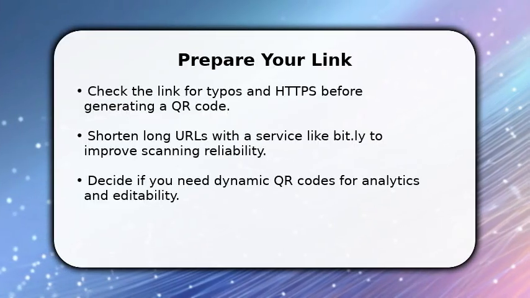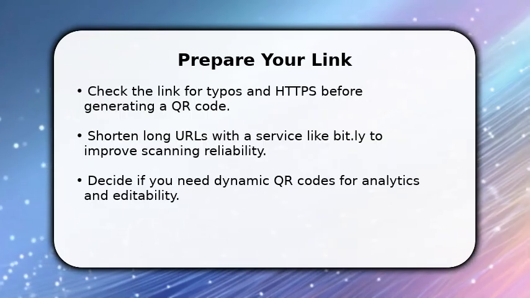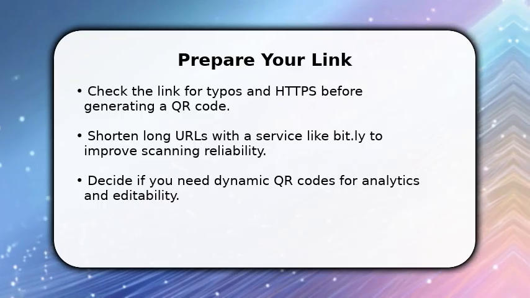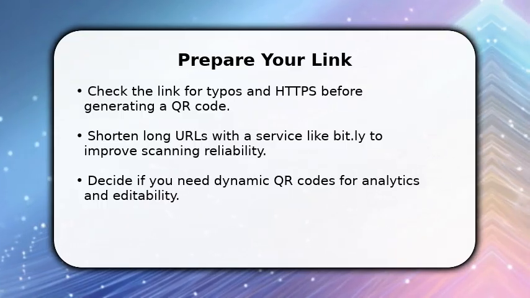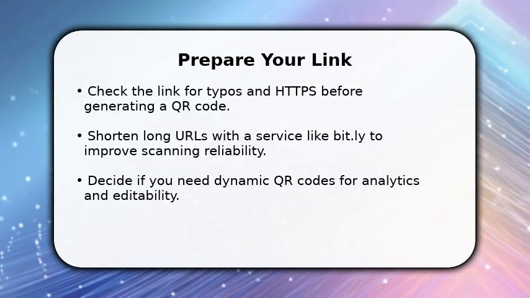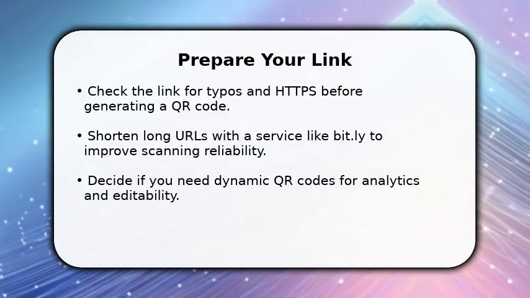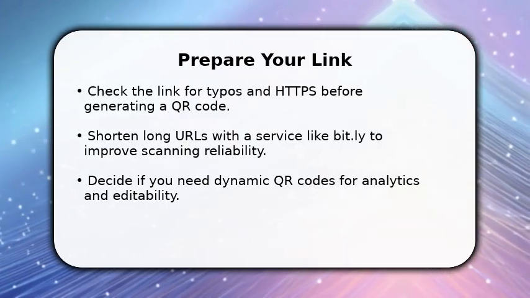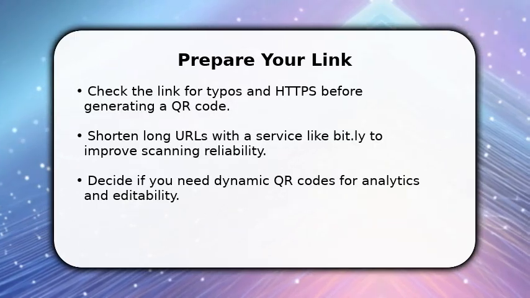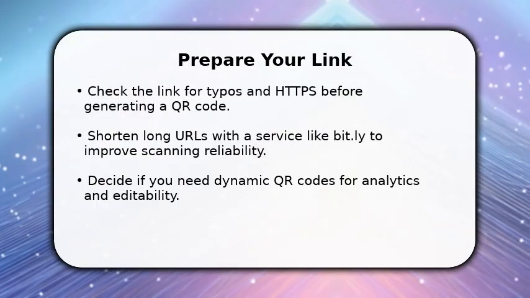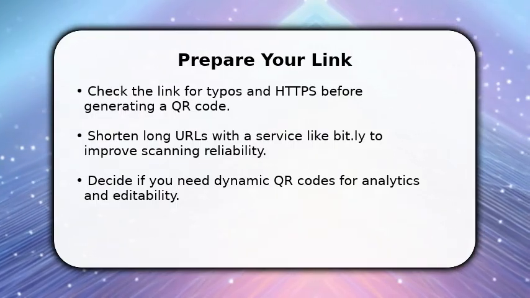Start by preparing the link you want to convert into a QR code. Check the full URL for typos and make sure it uses HTTPS when applicable. Test the link in a browser to confirm it opens correctly and loads in under 10 seconds. If the URL is longer than 100 characters, consider using a shortening service like Bitly to reduce size. Decide whether you need a static code or a dynamic code for analytics and later editing.